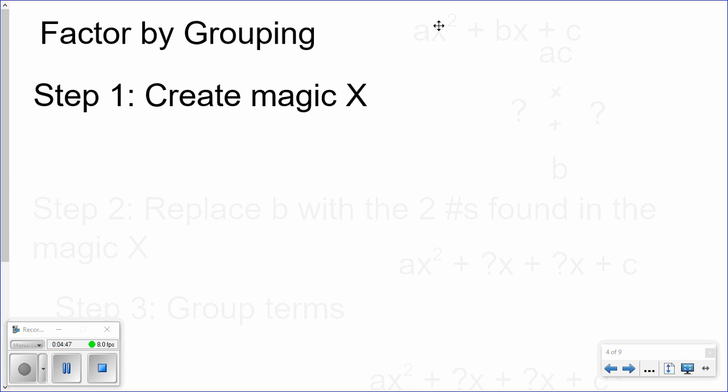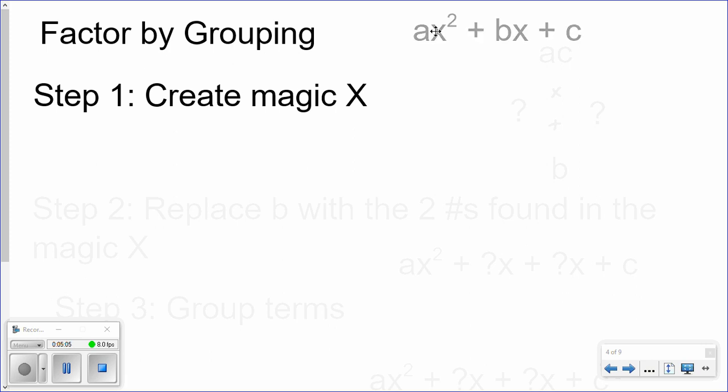What the magic X does is it allows you to figure out what the middle term can become. So we're trying to split the middle term into two terms, because the middle term is what we combined like terms to be. We can use this magic X to figure out what those two middle terms can be.